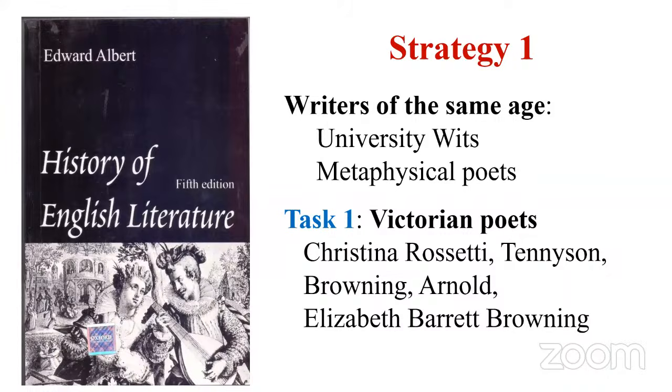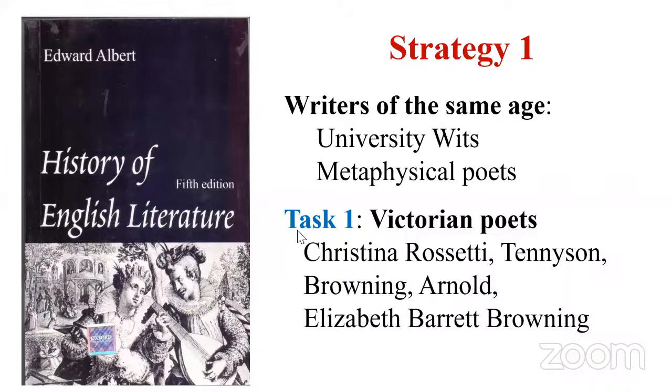What you have to do when you read history of English literature is focus on the writers of the same age, then make a list. For instance, you have the University Wits. There are a lot of writers under University Wits, including Marlowe. Make a list chronologically in terms of their birth. Similarly, you can deal with the metaphysical poets. Make a list of metaphysical poets and arrange the poets chronologically.